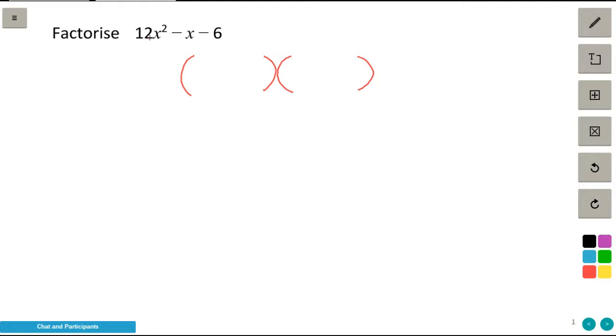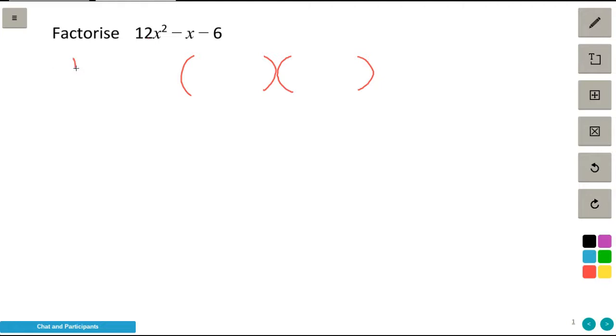To start off with then, unlike our previous examples, we aren't just going to have an x in the front of each of those brackets because we don't want to make x squared anymore. We want to make 12x squared. So we need to have two expressions, two terms in x that have coefficients on the front, numbers on the front, that multiply together to make 12.